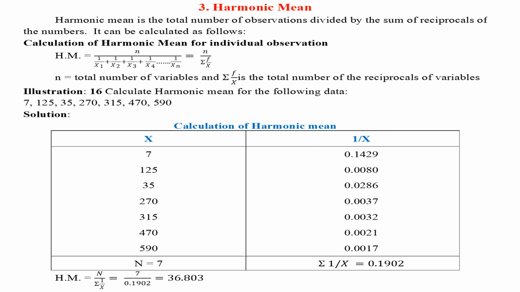3. Harmonic mean. Harmonic mean is the total number of observations divided by the sum of reciprocals of the numbers. It can be calculated as follows. Calculation of harmonic mean for individual observation. The formula for harmonic mean is mentioned here. N equals total number of variables and the denominator is the total of the reciprocals of variables. The variables given in the illustration are written in the first column. 1 divided by each variable should be calculated and recorded in the second column. For example, 1 divided by 7 is 0.1429.